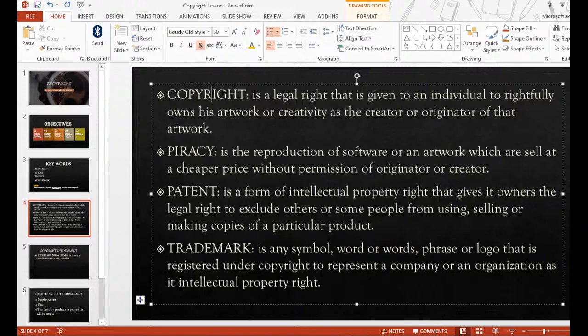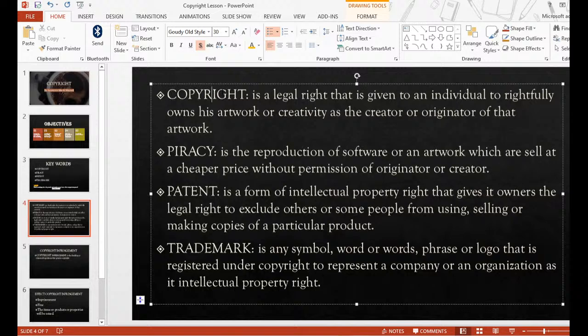Is it clear? Many countries adopted the concept of copyright just to give the creator of an original work the exclusive right to that work, usually for a limited period or a limited time. Copyright is not for life. It's not forever.